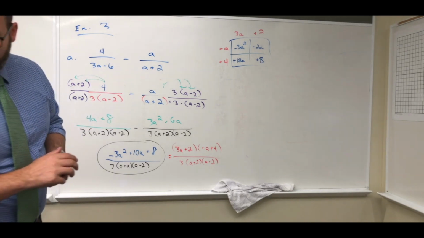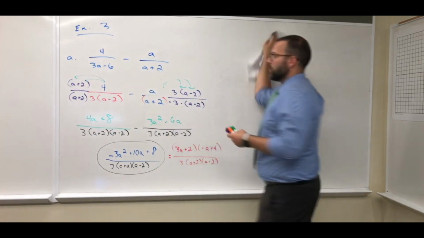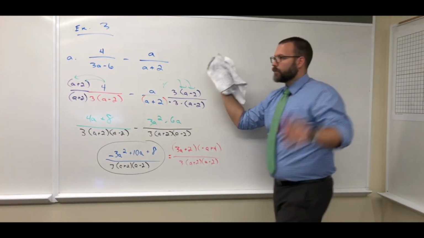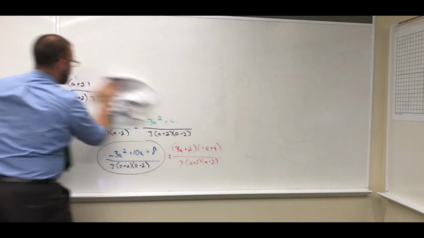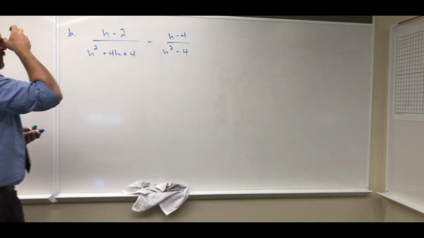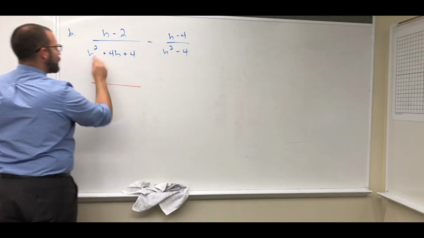For example 3b, if you need to copy this down, pause the video. Okay, so you've copied it down by now if you wanted to copy it down. Let's get example 3b up here. A lot of things look similar here, but again, we're not looking for similarities, we're looking for factors. So let's factor everything we can factor.